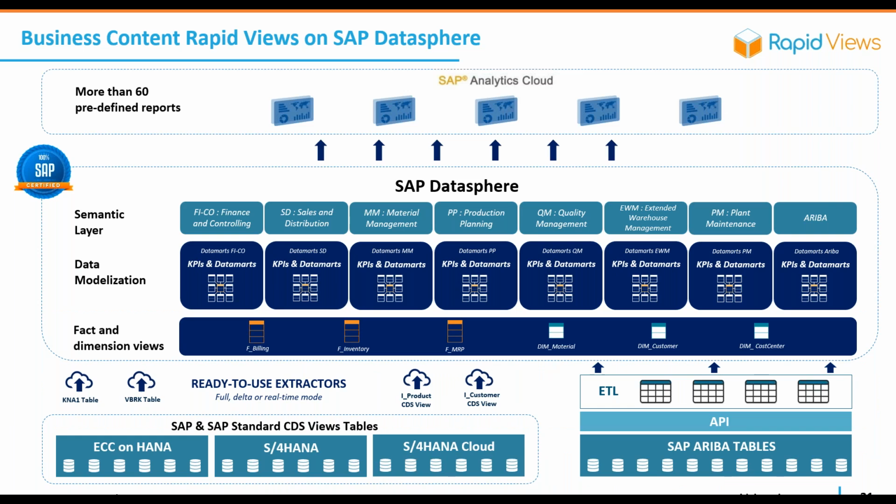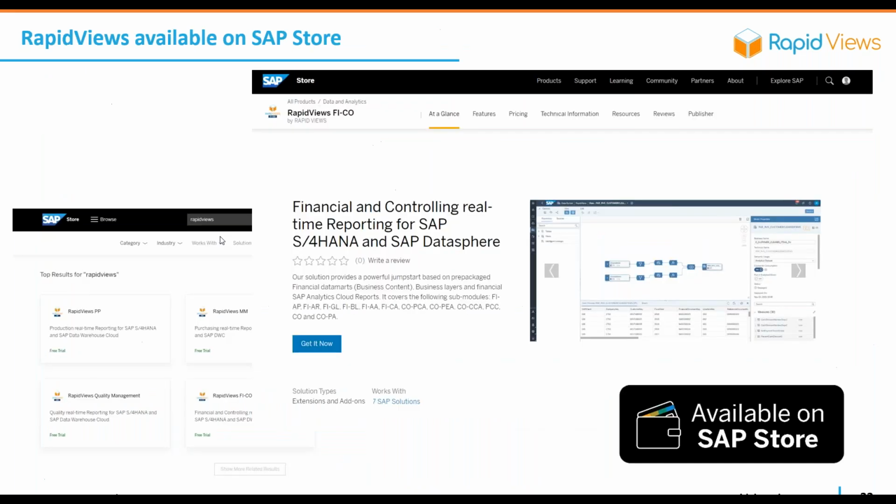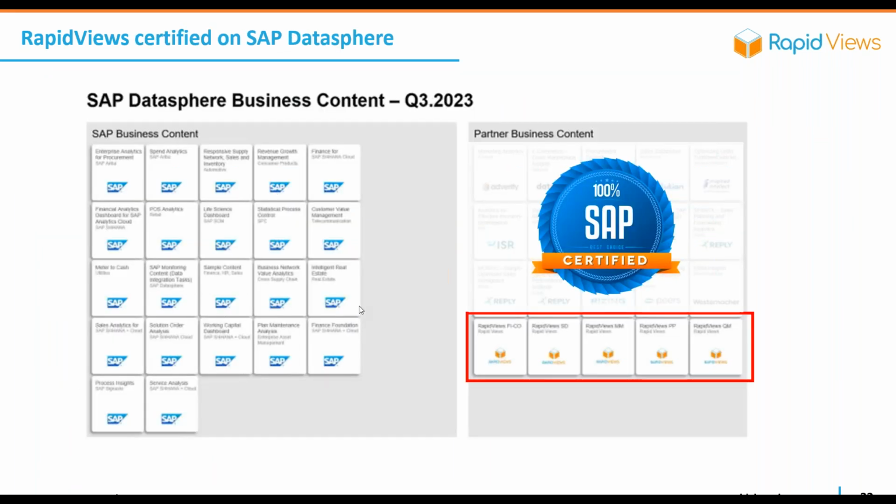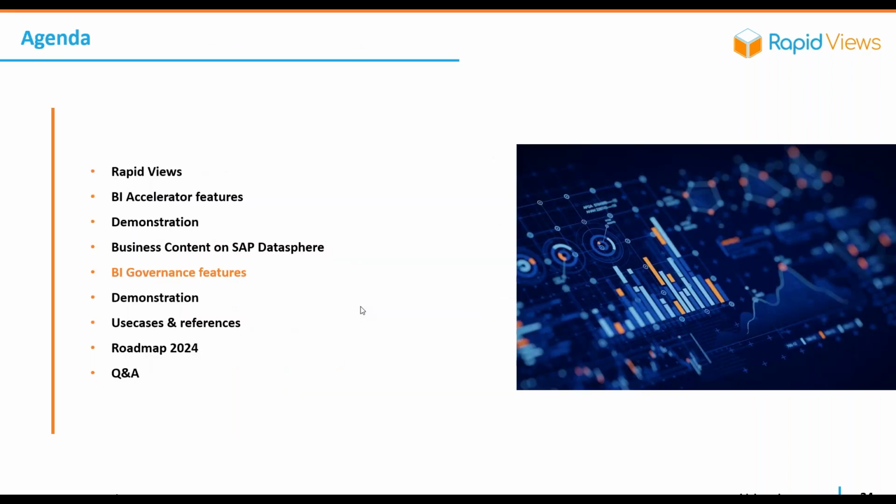Okay. And in a very short period of time, you have all the backbone and the first set of reports, and everything is up and running. Typically in 10 days for one module, we have approximately 60 views, 12 data marts, 10 reports available in SAP Analytics Cloud and the SAP Datasphere platform. Okay. Thank you very much. Again, we are available on the SAP Store and certified by SAP on SAP Datasphere.